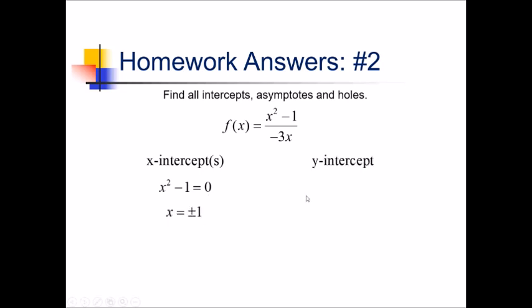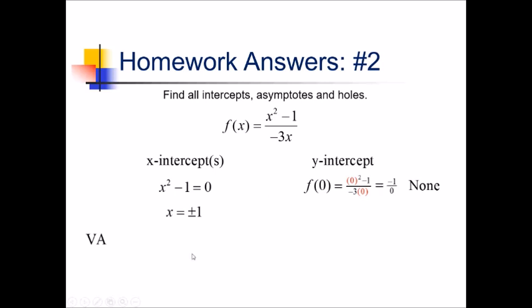For y-intercepts, if I plug 0 in for x in the original function, that'll tell me my y-intercepts. So 0 squared minus 1 over negative 3 times 0. This ends up being negative 1 over 0, which is undefined. So that means that there are no y-intercepts, because if there were, they would need to exist.